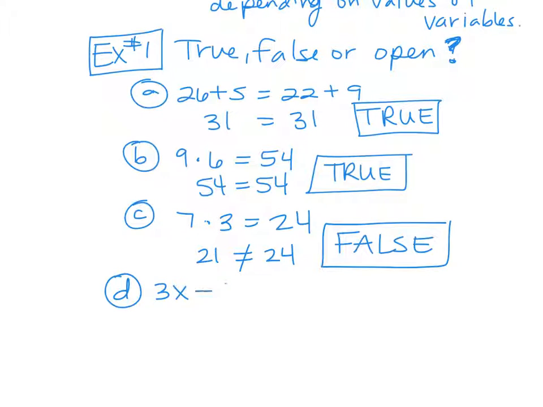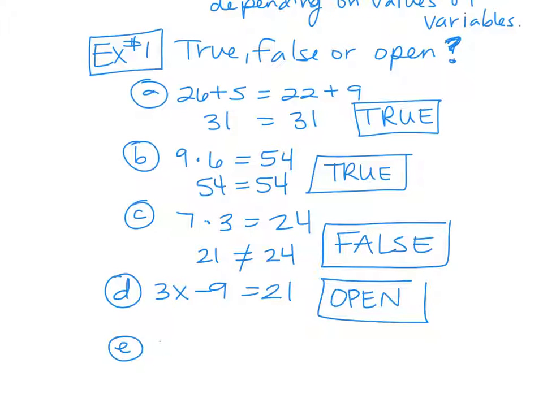3x minus 9 equals 21. True, false, or open? That's open, right? Because we don't know what x equals. So if x is, well, let's see, what would it be? If x is 10, it would be true. But if x is 11, it would be false, okay? So we call this open because we don't know if those two sides are equal right now, okay?